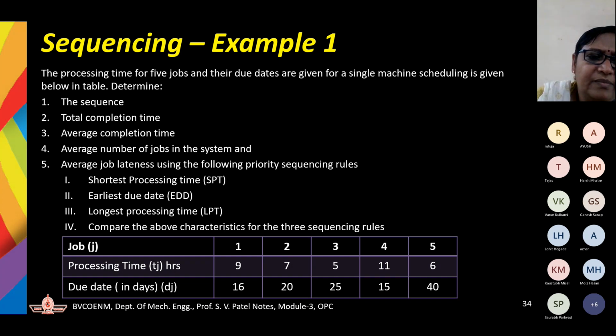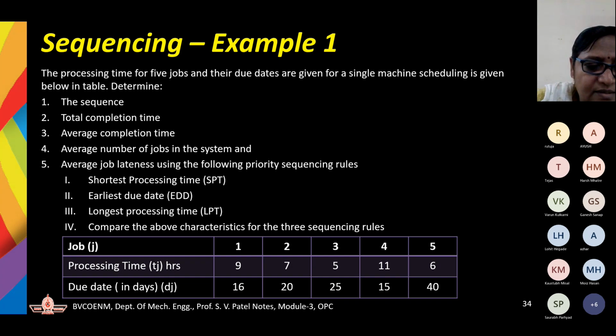Right. So there are many other sequencing rules. Shortest processing time: the job having the shortest processing time, that we are going to consider first. The other one is exactly opposite, the longest processing time: the job requiring the longest processing time, we consider first for processing. Next one is the earliest due date: the job having the earliest due date is taken as a priority, so we process that job first. Right. So there are many such rules.